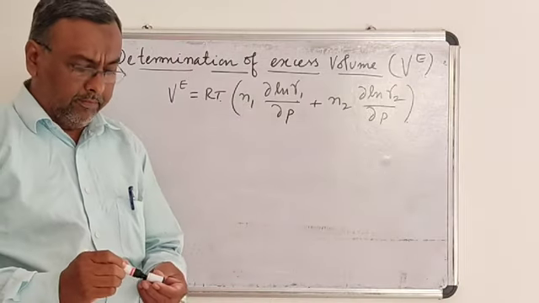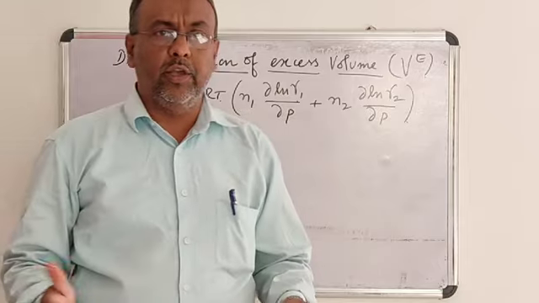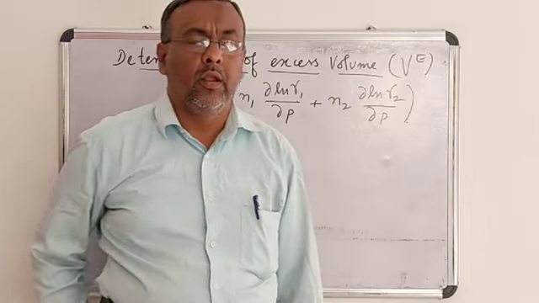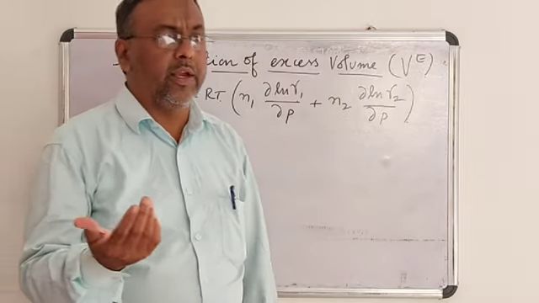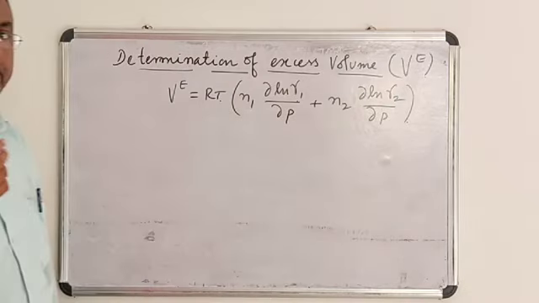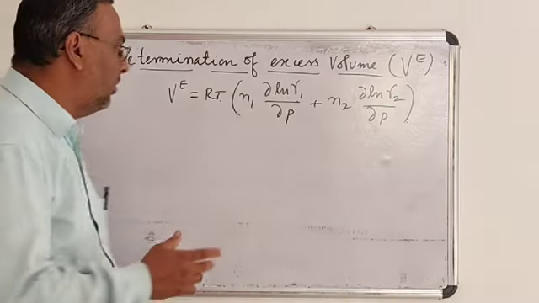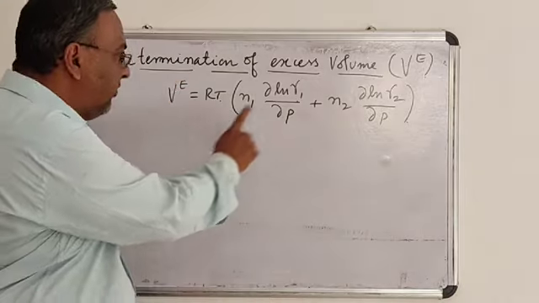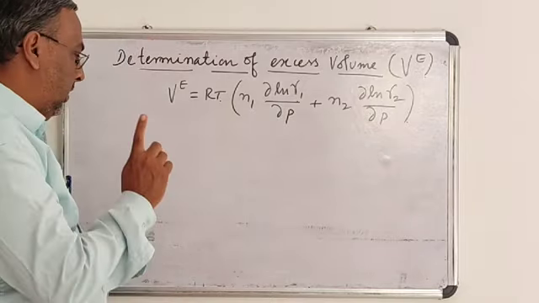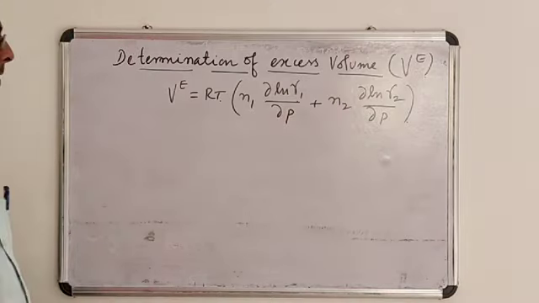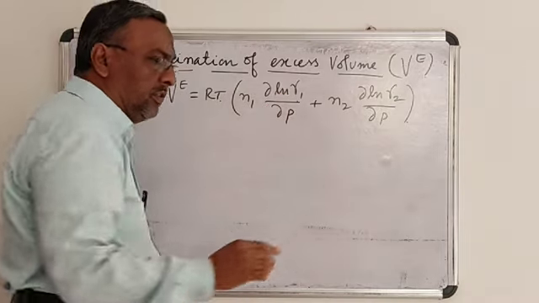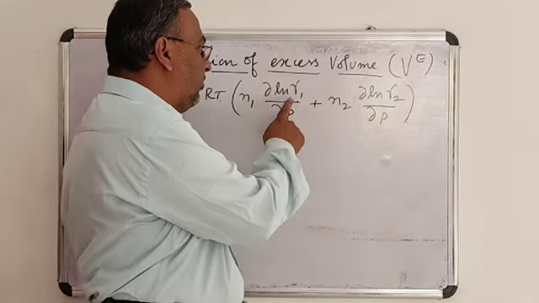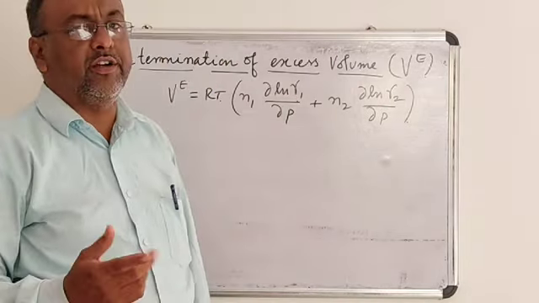For any ideal system, the excess volume is always equal to 0. We already studied in the case of thermodynamics of real solutions. For any ideal system, the change in volume on mixing is equal to 0. But the value must be equal to 0, but actually it is not so. It has some value. So therefore, to find out the excess volume, there must be some deviation, either positive or negative. That is why we have to find out the activity coefficient values.